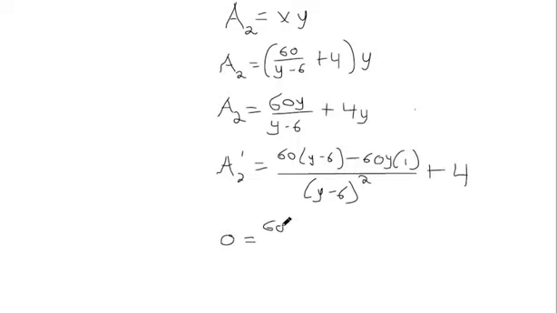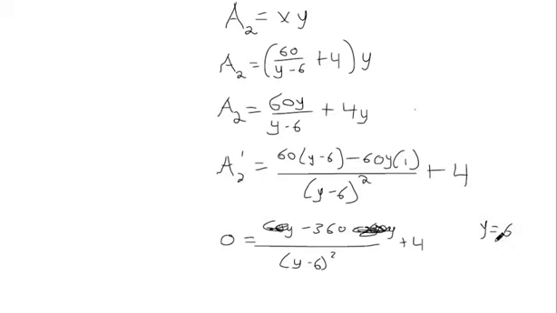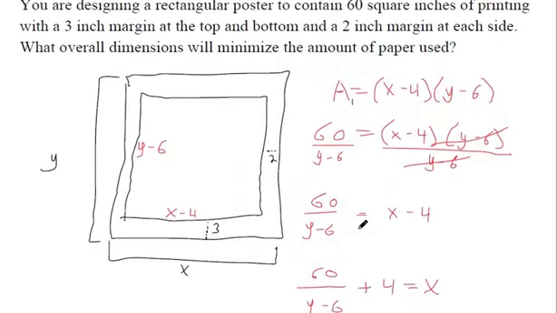This is 60y minus 360 minus 60y all over (y minus 6) squared plus 4. So look, 60y minus 60y, that cancels out. So it makes a negative 360 on the top. But we're trying to set this equal to 0 so that we can find potential maxes or mins, the critical points. But we always want to remember, critical points happen where the derivative fails to exist. At y equals 6, we have a divide by 0 error. So that's a possible max or min.